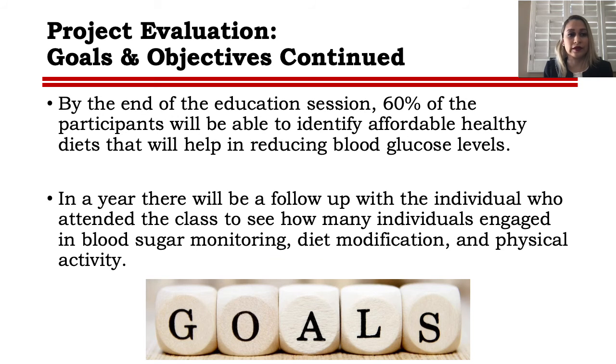Goal number 3. By the end of the education session, 60% of the participants will be able to identify affordable, healthy diets that will help in reducing blood glucose levels. In a year, there will be a follow-up with the individuals who attended the class to see how many individuals engage in blood sugar monitoring, diet modification, and physical activity.